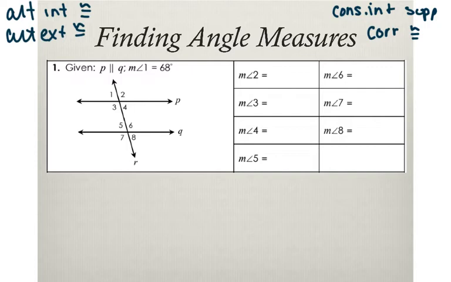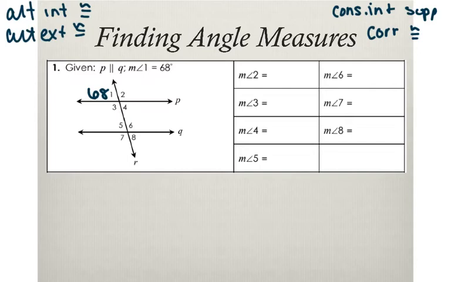So if you notice, they're telling you line P is parallel to line Q. And they're telling you the measure of angle 1 is 68 degrees. Since they're telling me that, I'm going to fill it in with angle 1. Now, I'm just going to work with what other angles could possibly be that 68 degrees.